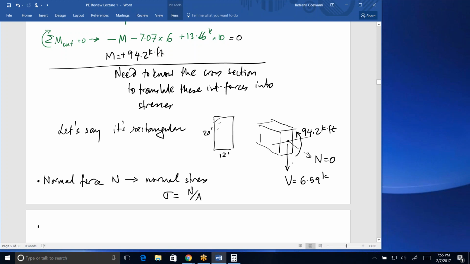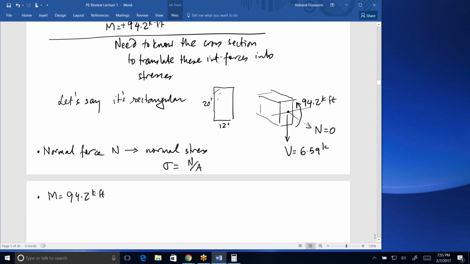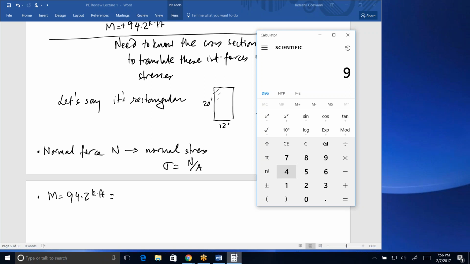The bending moment, on the other hand, M equal to 94.2 kip foot. In fact, with my cross-section, this is where a mistake is common: getting units mixed up, inches and feet. Typically, your moments will be in kip foot to keep the number small, and typically your cross-sectional dimensions will be given in inches, so make sure that you adjust. The easiest thing to do would be to convert the moment right here to kip inch. 94.2, I think it was, I messed up the number, times 12 is 1130 kip inch.